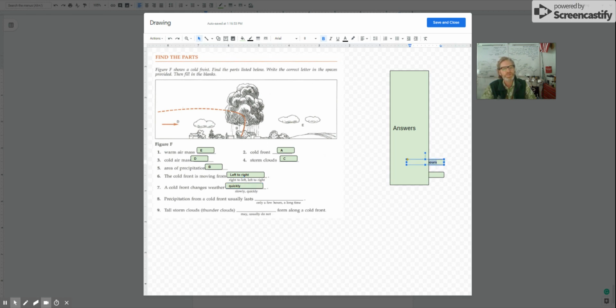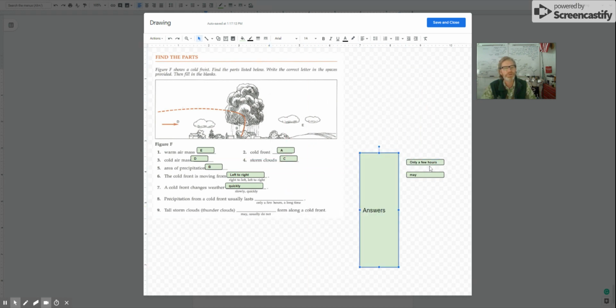Therefore, it's only going to last for a few hours. And then it'll probably clear out afterwards, where you have the higher pressure after. Tall storm clouds may form along that front. Usually they do. It doesn't necessarily mean they're going to precipitate, though.